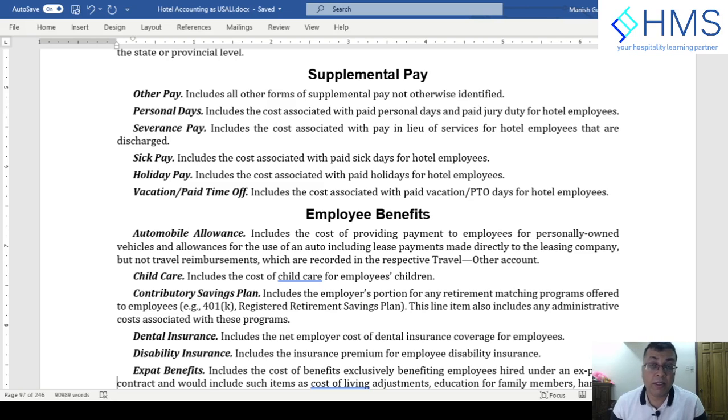Similarly, the supplemental pay also includes the severance pay, which you normally pay to the employee in lieu of their service awards. Let's say the employee has worked for 10 years, then by the law of most countries, you may have to pay anywhere between 1 month to 1.5 months per completed year of service. Once the employee has retired, you have to pay that amount to the staff. So the cost related to that severance pay will also be charged here.